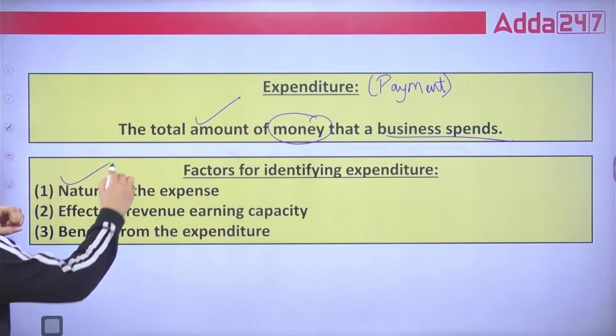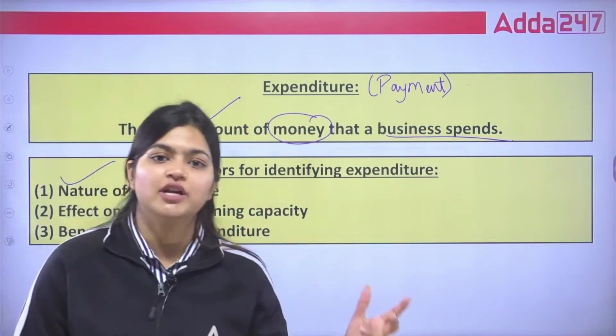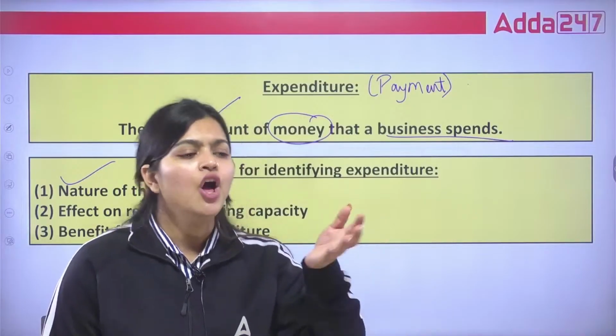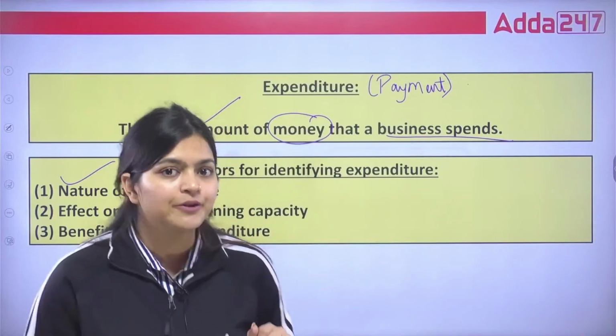Number one, nature of the expense. Which nature of the expense? Am I paying an electricity bill, or am I purchasing land? That is the nature.